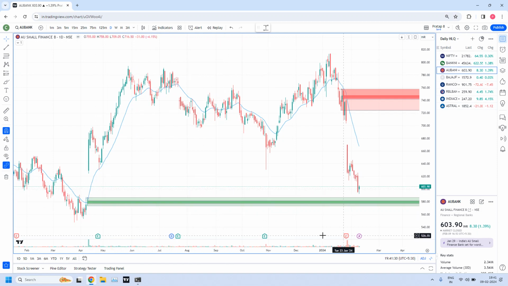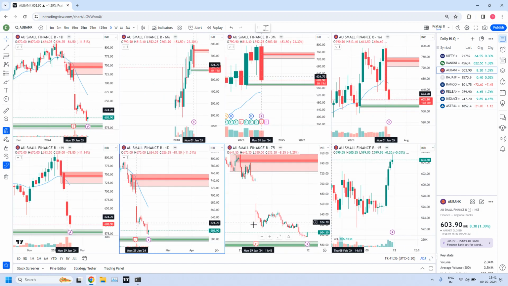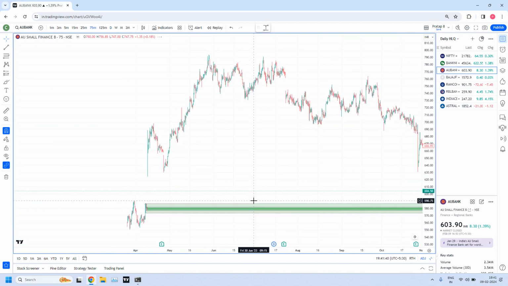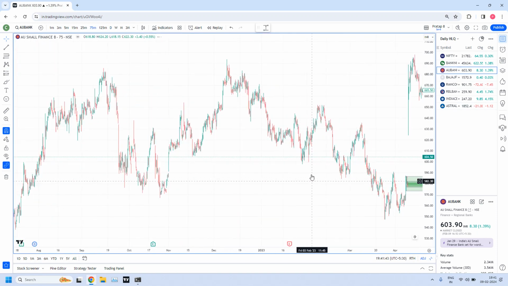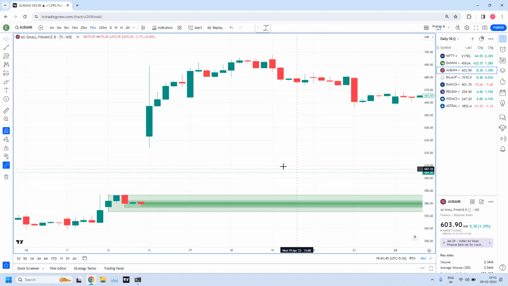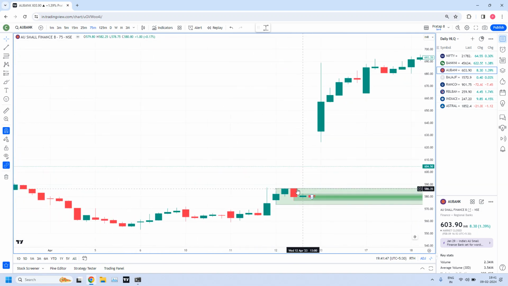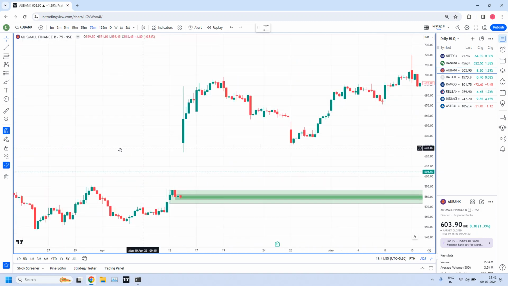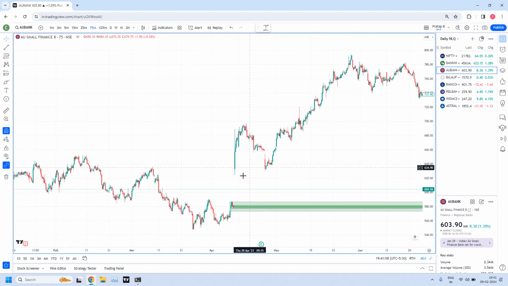Because this is a daily zone, the immediate next zone is 75 minutes. Inside the daily, we have to identify a 75-minute zone. So that is what we identified in this stock. Let me zoom. See, here we have identified a drop, 2 base candles and a rally candle. So that way we have drawn this 75-minute zone. Inside 75 minutes, we identified a 15-minute zone.